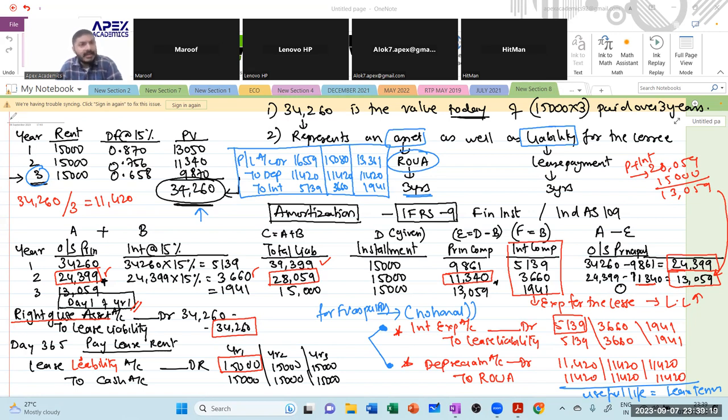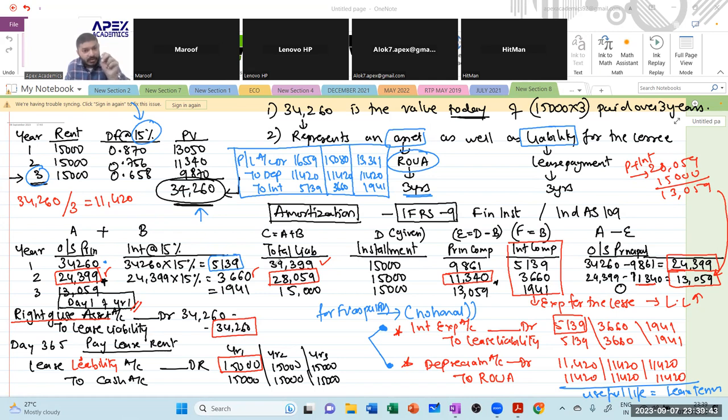A liability will attract interest every year. Yes, sir. Rate of interest is given to you. How much is your rate of interest? It is given in the question. 15%. Okay, sir. On your liability, charge a 15% interest. What is the amount? 5139.